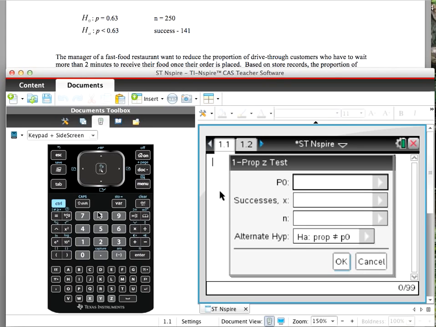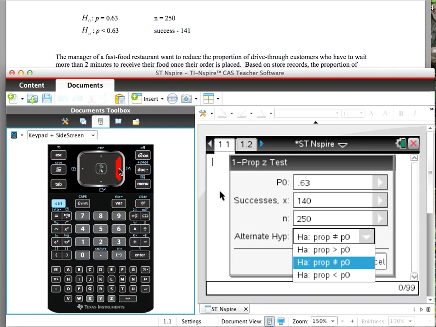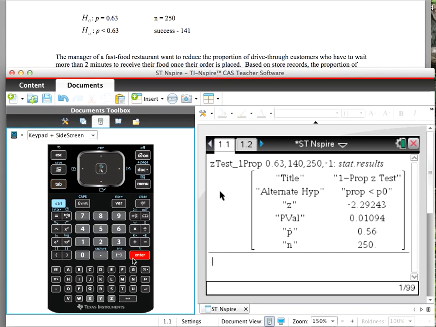So we go here and it says P0, we put in 0.63. How many successes did we have? How many trials? And now the next one is, what's our alternate hypothesis? Well, our alternate hypothesis is that the proportion is less than our null hypothesis. We click down and we hit Enter. And then we hit Tab and we hit OK. And it gives us all the information we want.